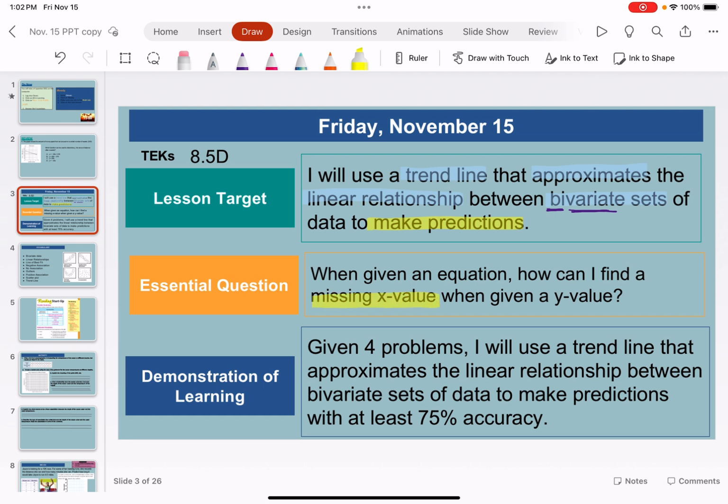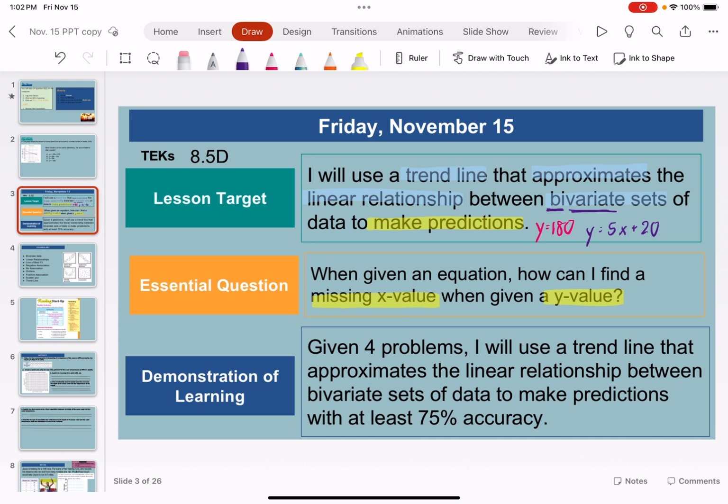Okay, so then our essential question is, when given an equation, how can I find a missing x value when given a y value? Okay, so for example, if we have an equation y is equal to 5x plus 20, right? This question is basically asking what steps would we take if we're given a y value. So let's just say y is equal to 180. That's what the problem tells us.